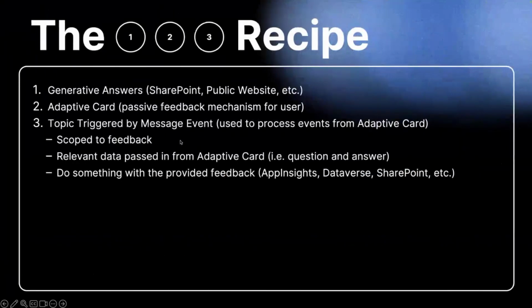And that is actually the 1, 2, 3 recipe. One, generative answers, right? We're going to use generative answers to do this. Azure OpenAI is going to provide us the responses. We're going to use an adaptive card. So that's what we're going to be putting together to have that sort of looks good. And there are a lot of different ways we could go with it. And then we're going to have a topic triggered by a message event.